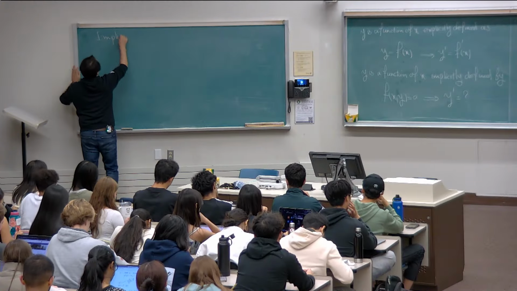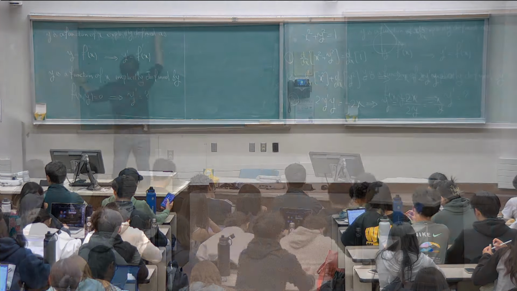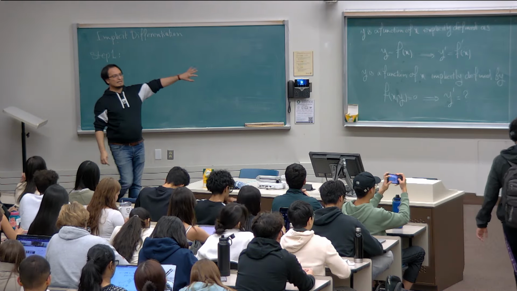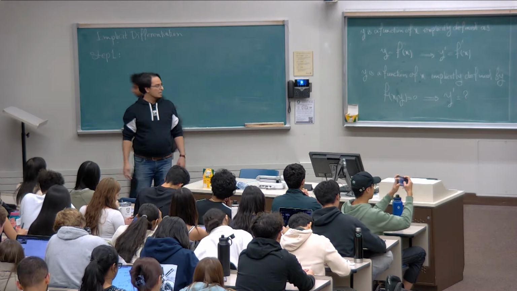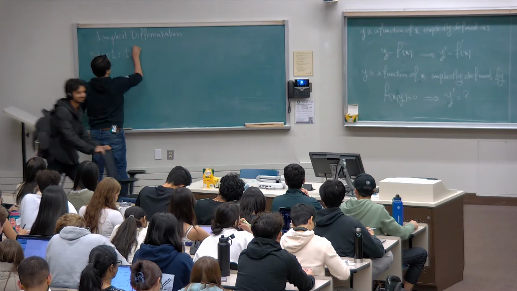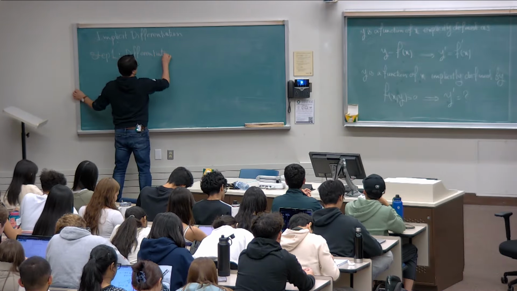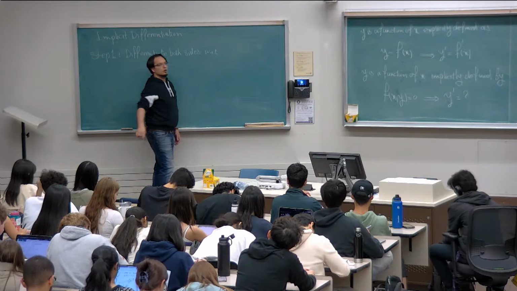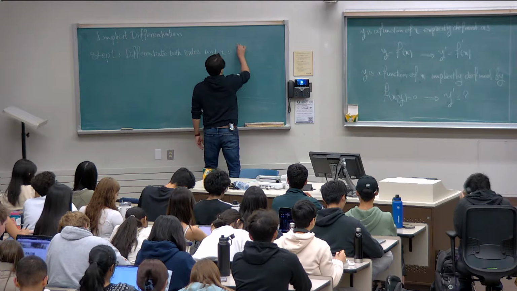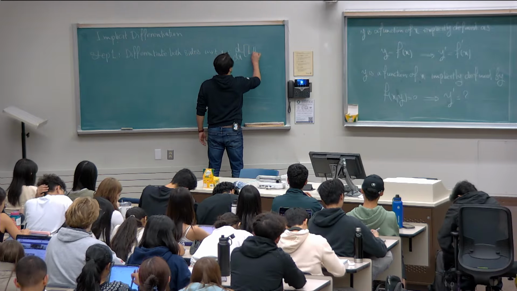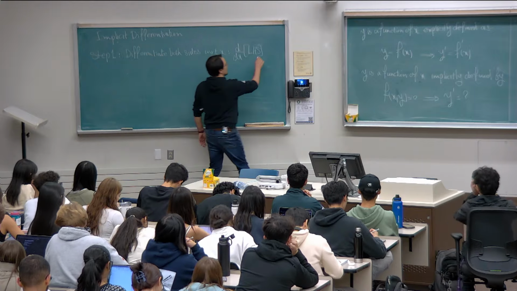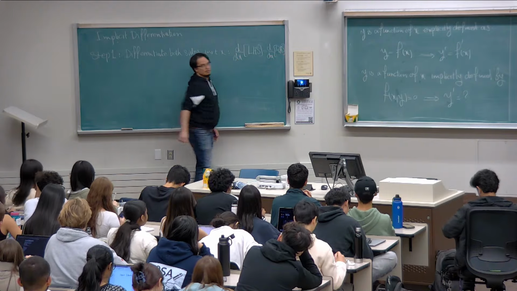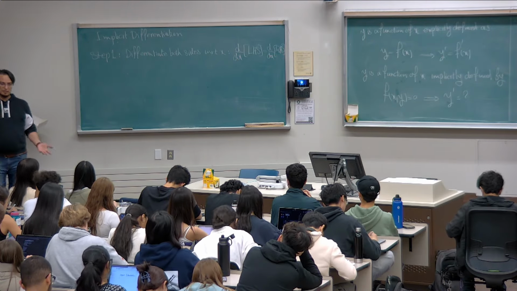Implicit differentiation. Step 1. See, I did exactly what I did there. I want to write it in general form. First, differentiate both sides with respect to x. In other words, I want you to write this: left-hand side of the equation, d/dx of that, must be equal to d/dx of the right-hand side.